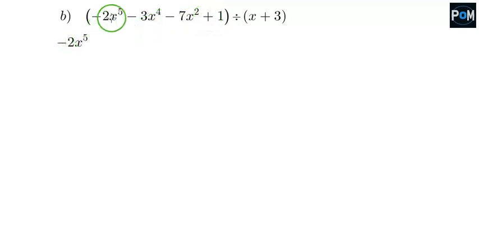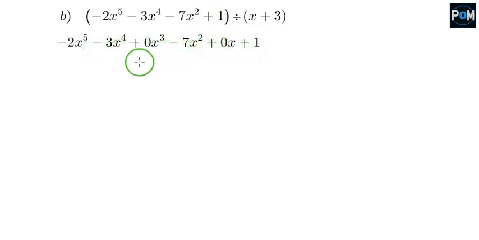We rewrite minus 2x to the power of 5, rewrite minus 3x to the power of 4, and here the coefficient at x to the power of 3 is only invisible, meaning it's 0 here. Then the coefficient with x squared is there, so we write down minus 7x squared. Here, x was missing, so we write 0x here. And we rewrite this one. We must be aware that these zeros are here because we will need to insert these zeros into our table.